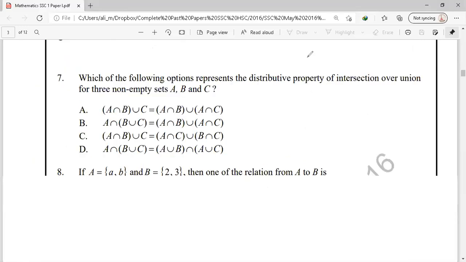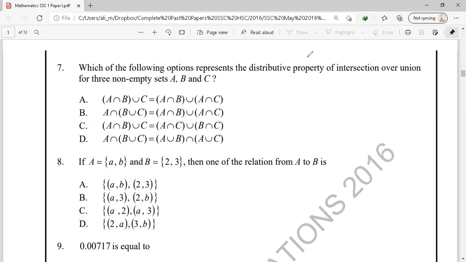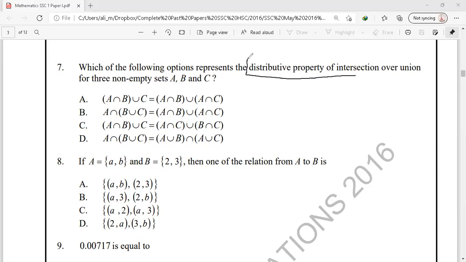Let's come to question number 7. In this question, we have to identify the distributive property of intersection over union. We have studied different properties of sets for union and intersection among these three sets. So we can identify the correct property of the distribution of intersection over union. The correct answer is A intersected with B union C.